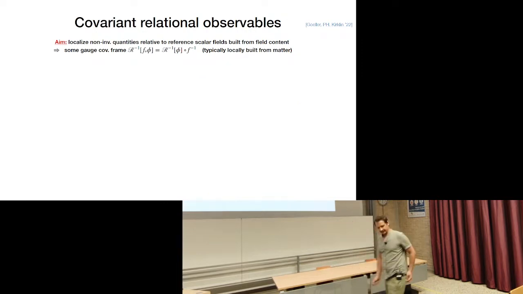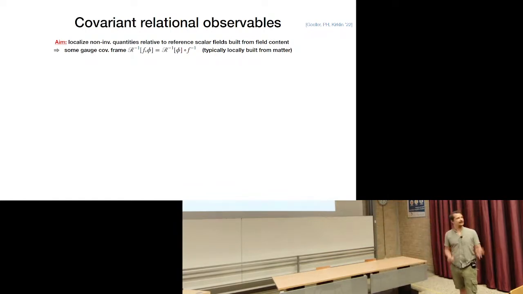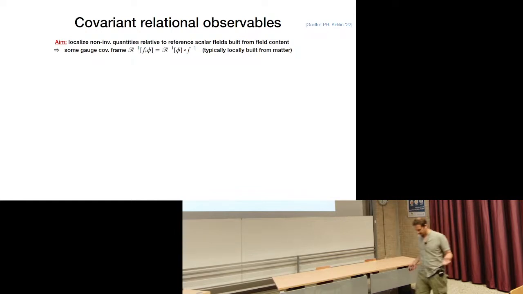Okay, now let's move on to covariant relational observables, and they work in essence the same way. Now the aim is that we have some non-invariant quantity and we want to localize it relative to some reference scalar field degrees of freedom that we build out of our field content. And so effectively what we are looking for is some gauge covariant frame that transforms like this.